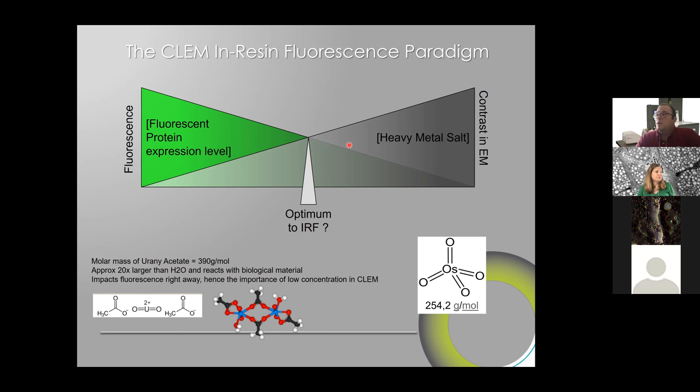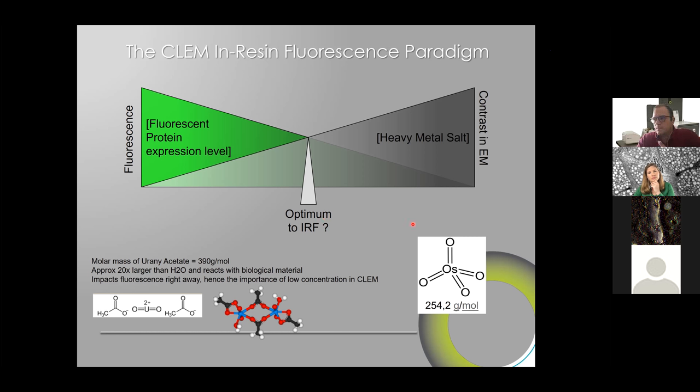So we could see that there is an optimum in resin fluorescence where we have a very low amount of UA and preserve the fluorescence. But the problem is this balance is not optimal for both. So basically you will not have a very good fluorescence and you will not have a very good contrast. And this is especially problematic for volume electron microscopy, where currently one of the major views is that we need to have a very high amount of contrasting agent to evacuate the charges in scanning electron microscopy approaches.